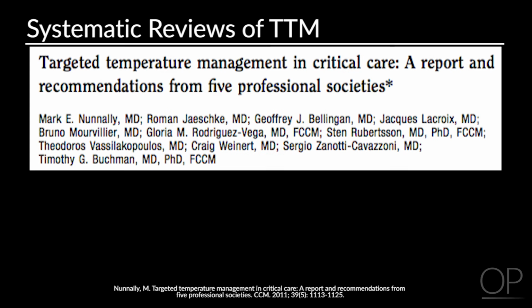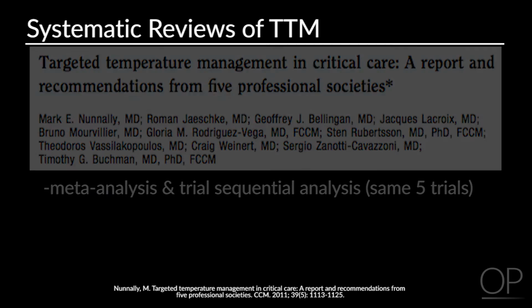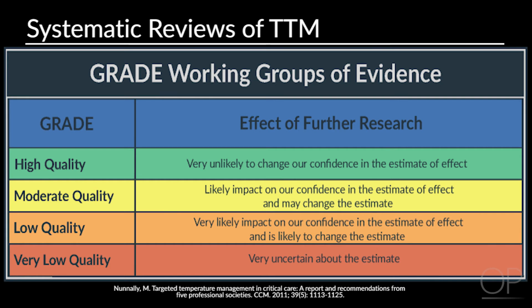So in order to try and address some of these concerns, there was a systematic review that was completed in 2011 looking at the Cochrane review data and trying to adjust for those omissions in the original analysis. And what they did is they performed the meta-analysis and a trial sequential analysis analyzing the same 5 trials, and they adjusted for these, and then they reported the outcomes and the results using the GRADE system.